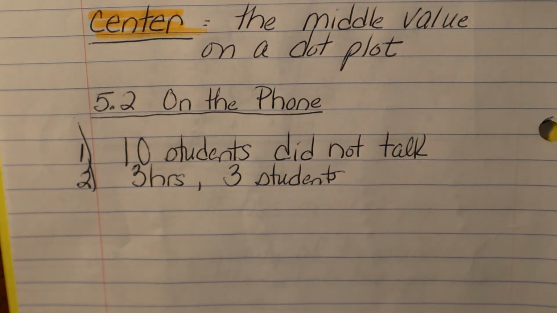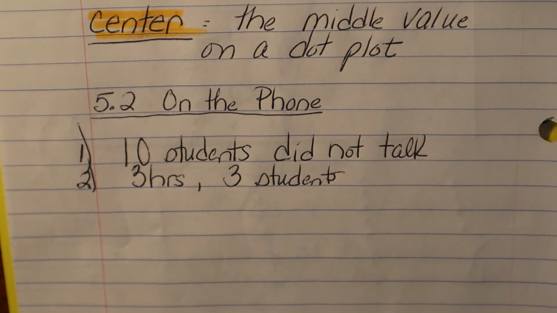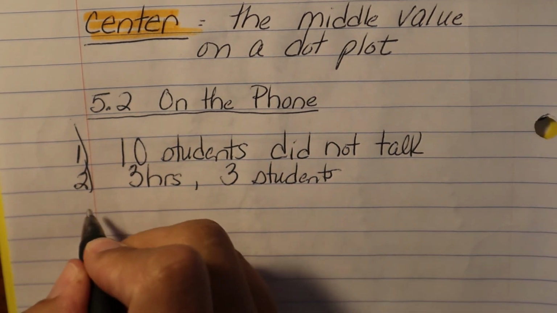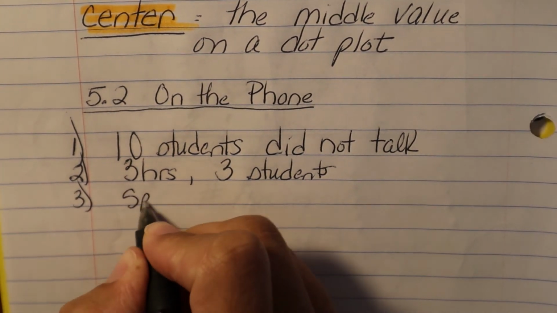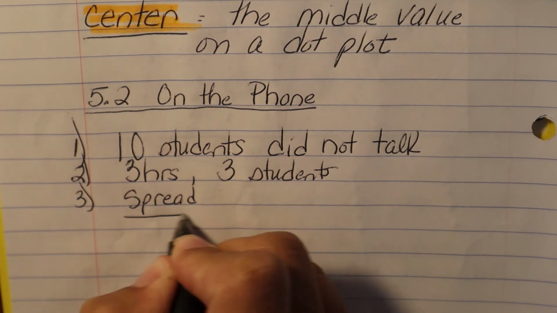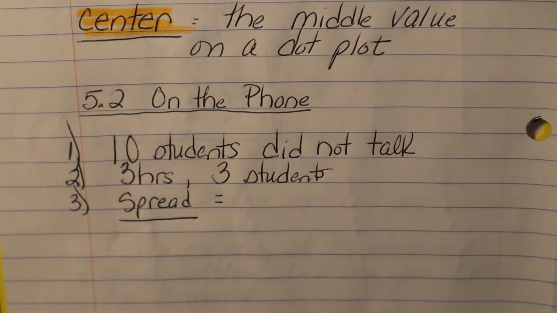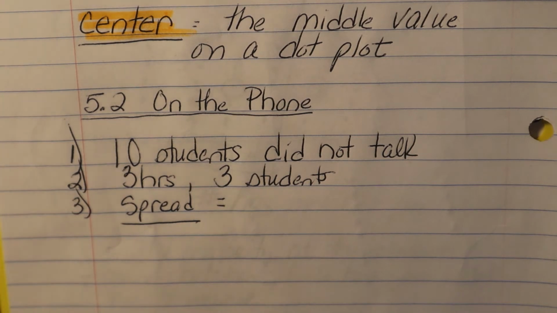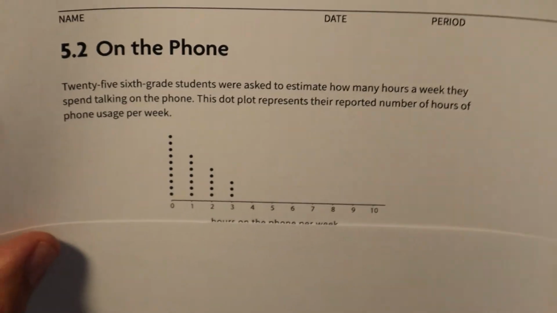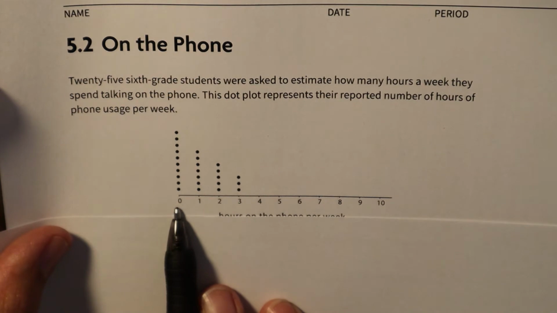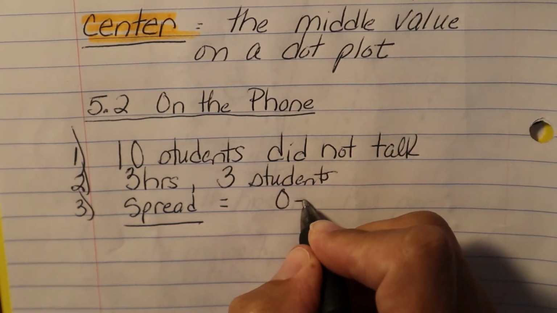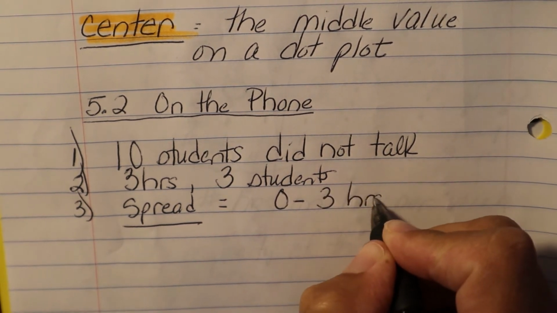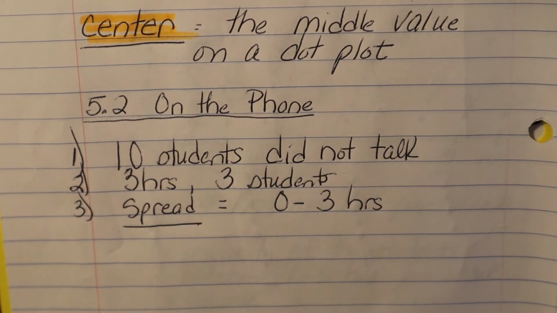All right, so far so good. Now, before I jump to the last question, let's figure out number 3, which asks us for the spread of the data. So this is one of our vocab words, the spread. What's the spread? Okay, once again, the spread means the distance between the highest and the lowest value. So we look over here and we see that 0 is the lowest, 3 is the highest, so the spread is 0 to 3 hours. That's what we mean when we asked you for the spread.